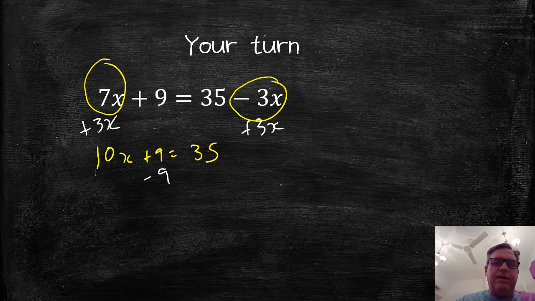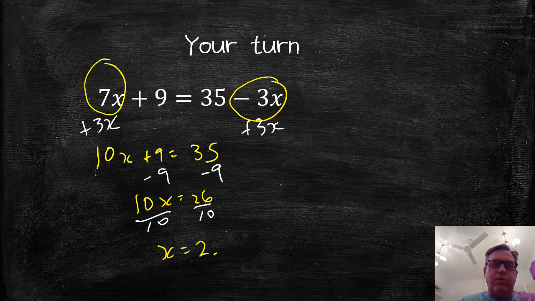I need to move the 9's. So 10x equals 26, and I need to divide by 10, and x equals 2.6. In this case, you can leave it as a fraction. You could simplify it to 13 over 5, or you could leave it as 2.6.